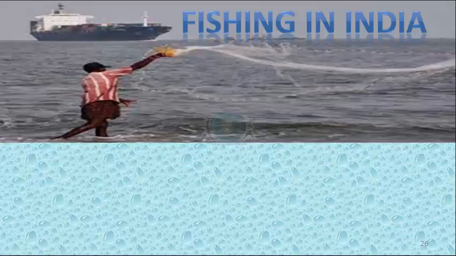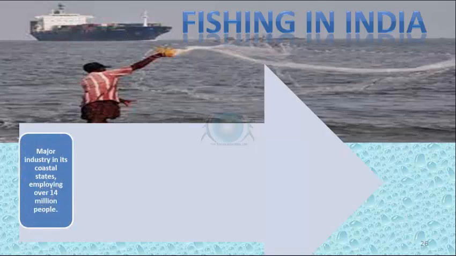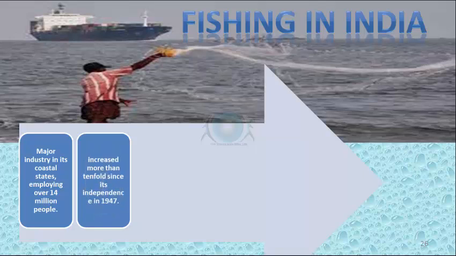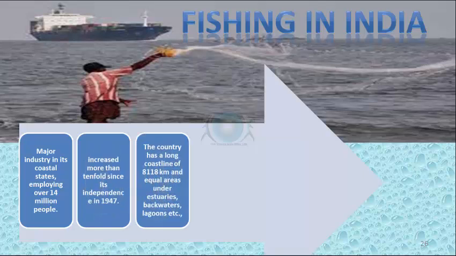Now let us move to fishing in India, which is another important sector. Fishing in India is a major industry in its coastal states, employing more than 14 million people, and fish production in India has increased more than tenfold since its independence in 1947. According to the Food and Agriculture Organization of the United Nations, the fish output in India doubled between 1990 and 2010.